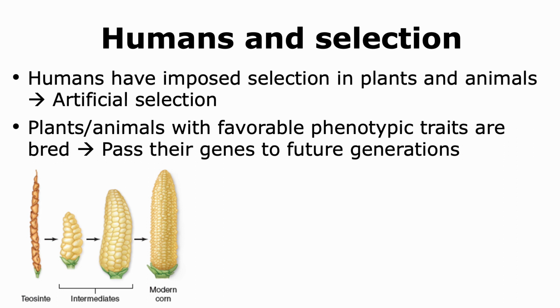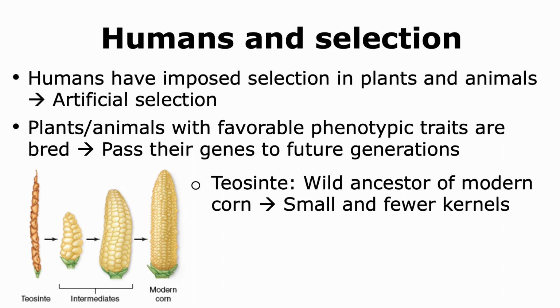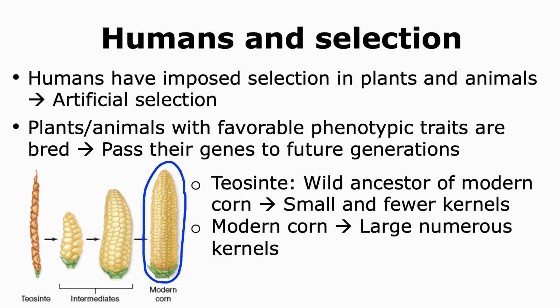Let's take the example of corn. All corn came from the wild ancestor called teosinte. When we look at the kernels generated in the plant teosinte, they're a lot smaller than modern-day corn and fewer in number. Through interbreeding certain varieties of teosinte, we were able to generate plants that showed more kernels, and the kernels started becoming larger, until today where we can see that modern corn looks quite different than teosinte.